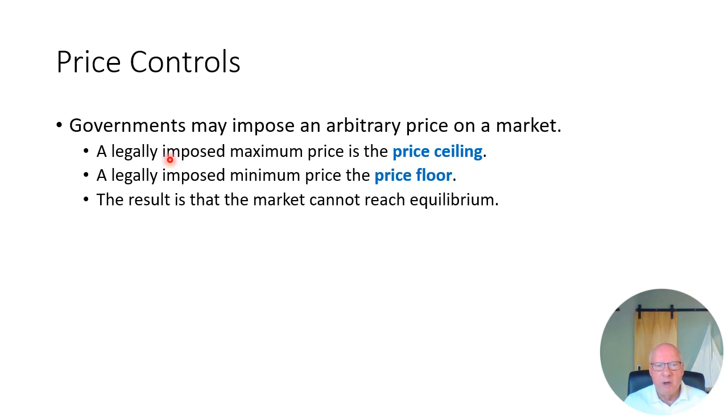So there's two possibilities here. The government can impose a legally imposed maximum price called a price ceiling, or they can impose a legal minimum price called a price floor. Either case, the market will not reach equilibrium.